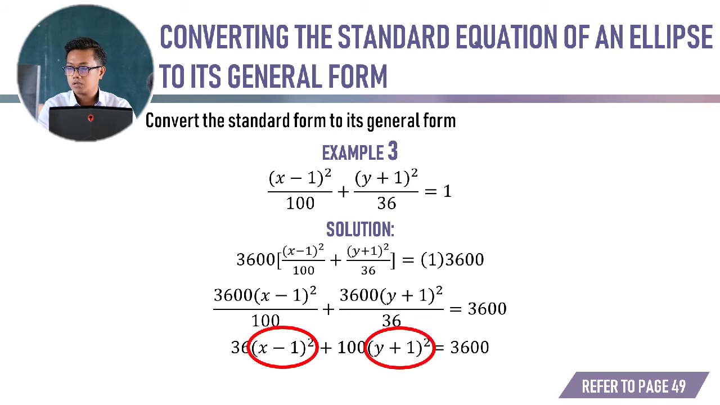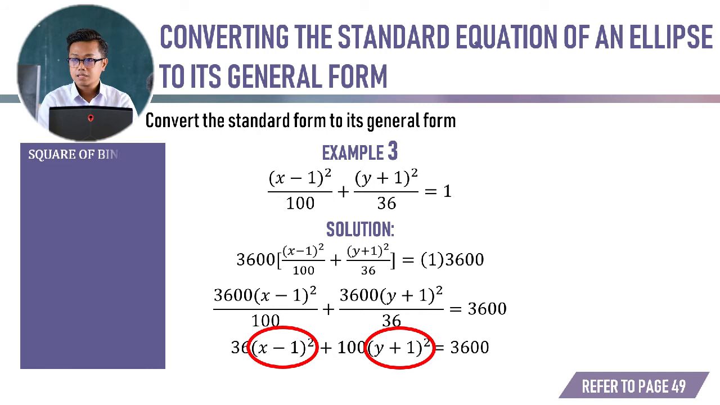Next is we are going to perform the square of the binomial for your x minus 1 and for your y plus 1. Now, how are we going to do that? So, let us have a small review for the square of binomial. The first thing that you need to do is you need to square your first term.